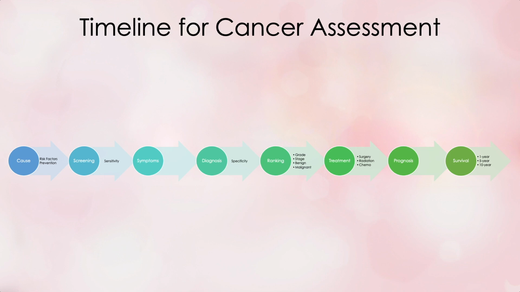For symptoms, there are no subtopics. For diagnosis, I've designated specificity. For ranking, I've designated grade, stage, and benign versus malignant. For treatment, I've designated surgery, radiation therapy, and chemotherapy. And then there's prognosis with no subtopics, and finally survival with 1-year, 5-year, and 10-year survival rates. So this is where we will end today.